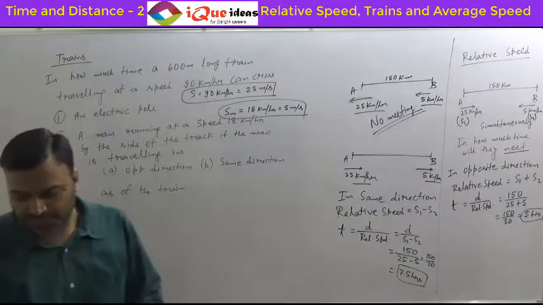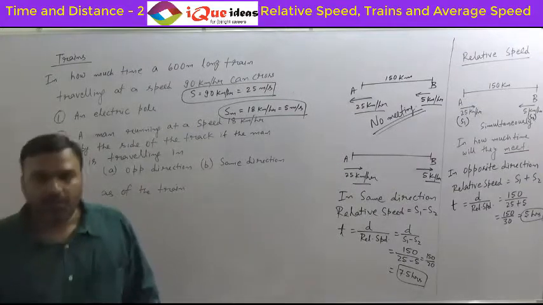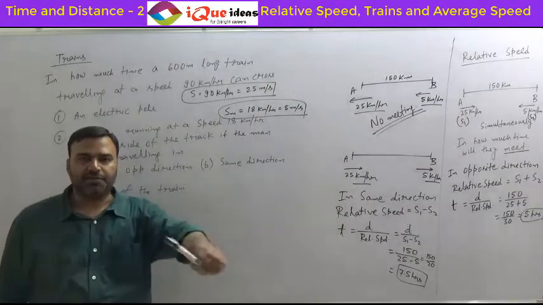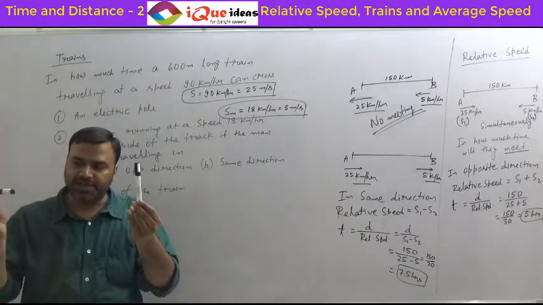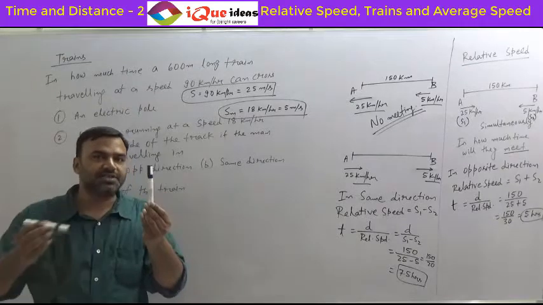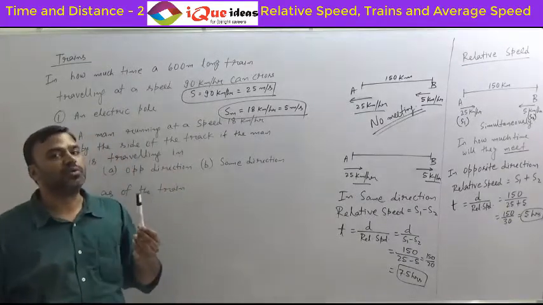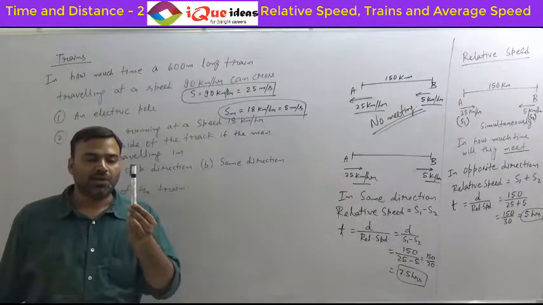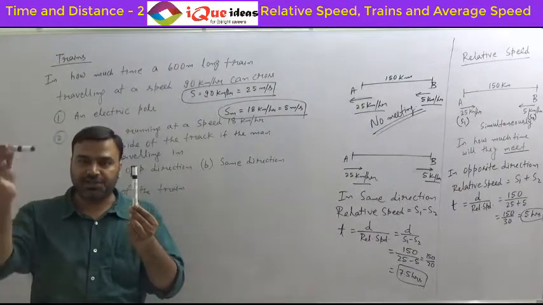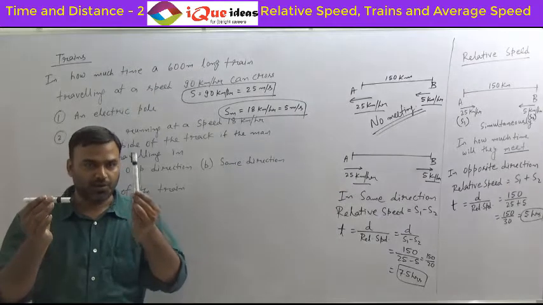What is the meaning of the situation? Look at this very carefully. Suppose this is the pole. The pole doesn't move, right? The train comes. First, let's try to understand what is the meaning of the question. What do they want to know? What they want to know is to find the time taken by the train, this is the train, to cross this pole.